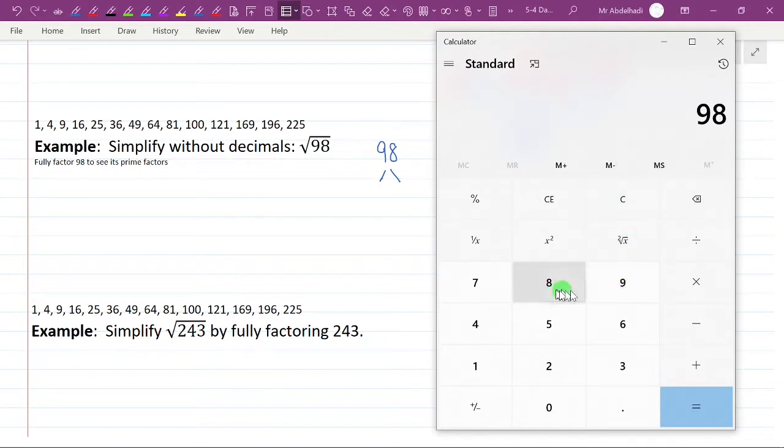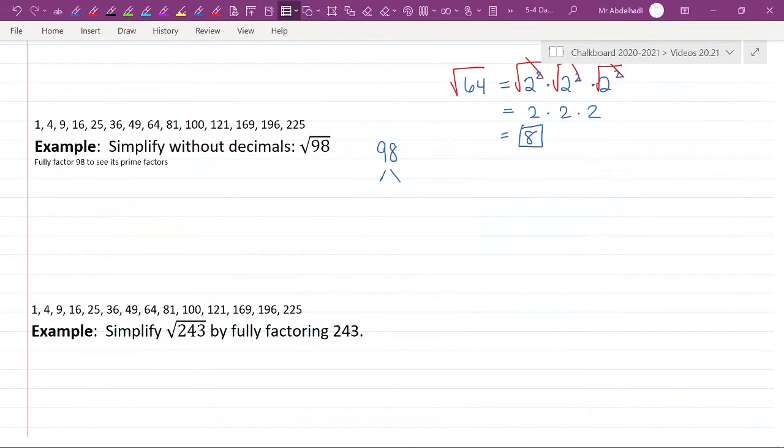How about 98 divided by 7. Hey, 14, that's a whole number. That means 7 times 14 equals 98. So if I want to use that combination of numbers, let's do that.